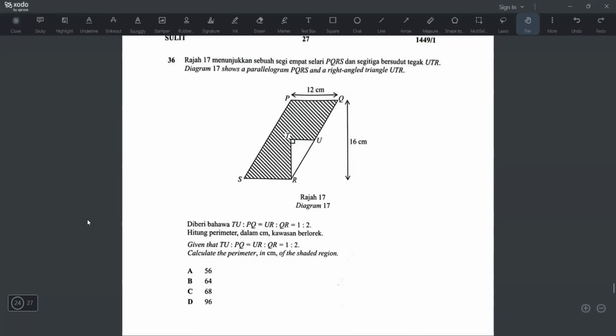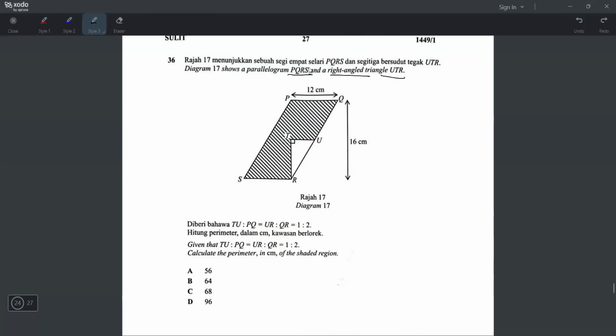Okay, let's do 36. Diagram 17 shows a parallelogram PQRS. Okay, and a right angle triangle UTR. So right angle triangle, usually we can use two formulas. The Pythagoras theorem and the Sokato to solve. Okay, but let's see what they want.